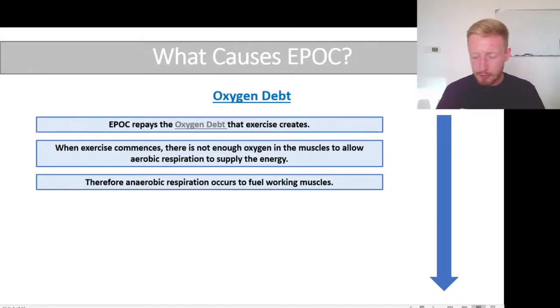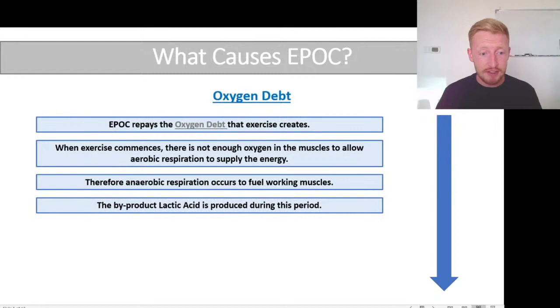So anaerobic respiration, we know, is occurring at the start of exercise, and it's producing lactic acid as that byproduct. We know that we have glucose. Enzymes act on that glucose inside of our cells. It releases energy to move our muscles so that they can contract. But lactic acid is the leftovers, and lactic acid makes our muscles feel heavy.